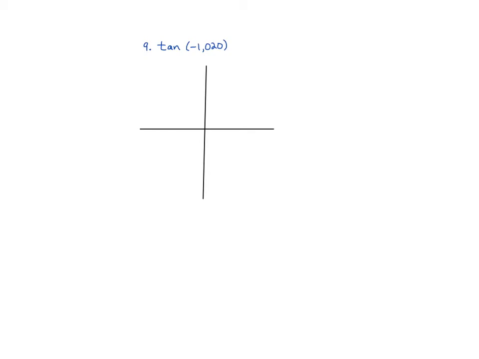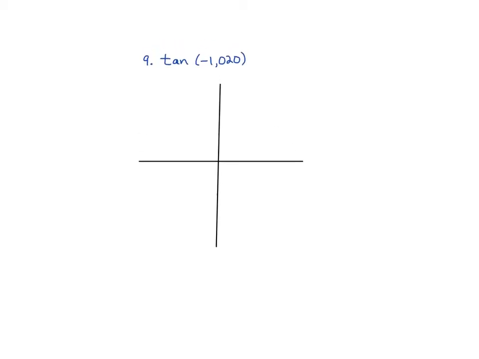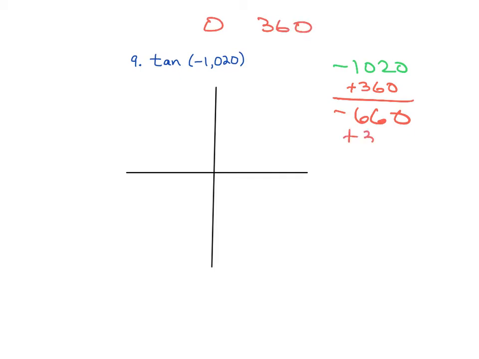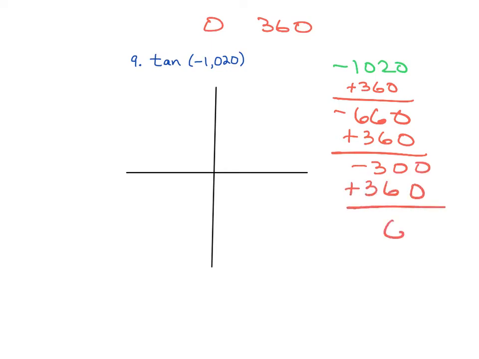All right, now we're going to do tangent of -1020. I'm going to go around a bunch of times here. So I'm going to take my 1020. Now, when I add these 360s, this is giving me my reference angle. So if I add 360, I get -660. I still don't have an angle between 0 and 360, so I'm going to do it again. And I get -300. I do it one more time, and notice I get a +60 reference angle.